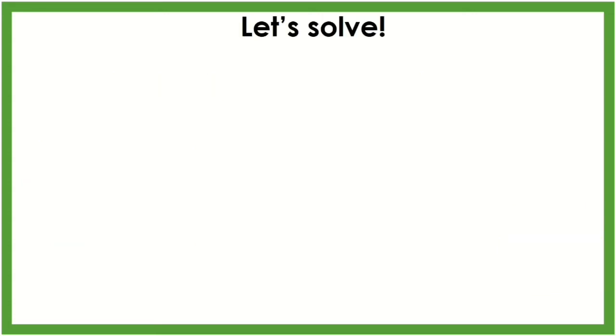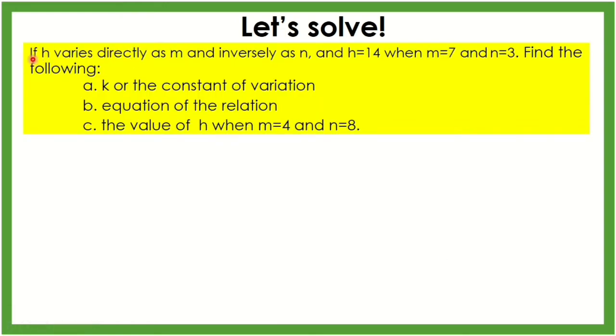Let's solve problem involving combined variation. If H varies directly as M and inversely as N, and H equals 14 when M equals 7 and N equals 3, find the following. For A, find K or the constant of variation. For B, find the equation of the relation. And for C, find the value of H when M equals 4 and N equals 8.